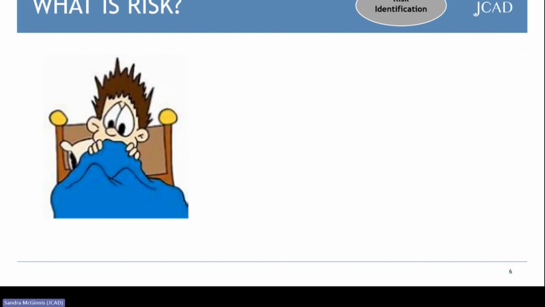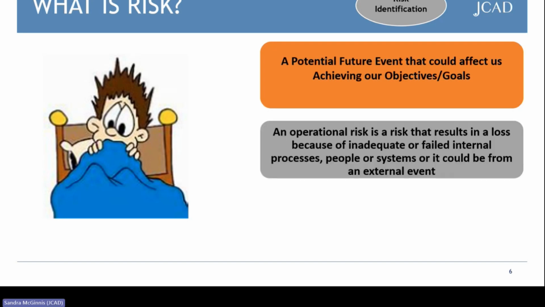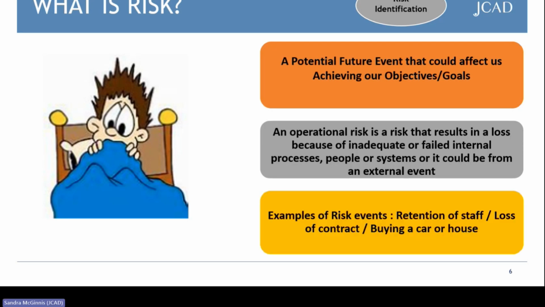So firstly, risk identification. So let's go back to the beginning again. What's risk? Well, risk could be anything that we worry about, anything that keeps us awake at night. What are we continuously thinking about in our own areas of work? So in layman's terms, a risk could be described as a potential future event that could affect us achieving our goals or work objectives. So an operational risk could be something that results in a loss of some kind. That could be due to failed internal processes or a system failure, for example. Strategic risks could be anything that affects your whole organisation. So it could be something like failure to retain staff or the failure of a major contract.